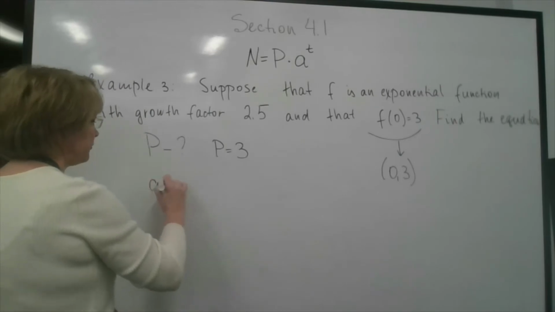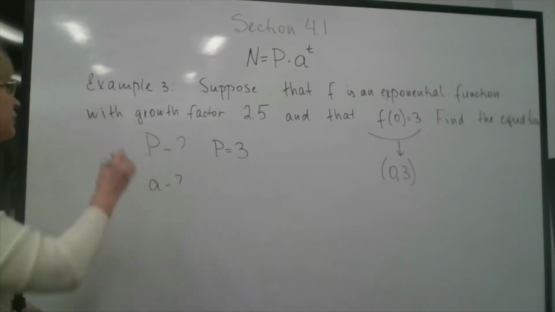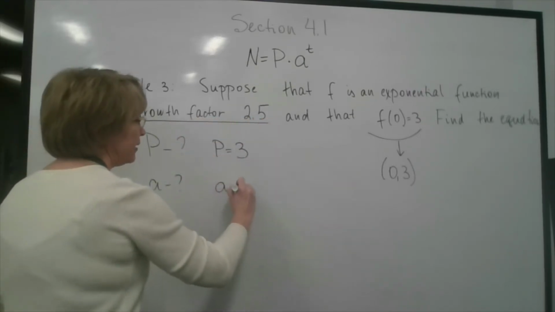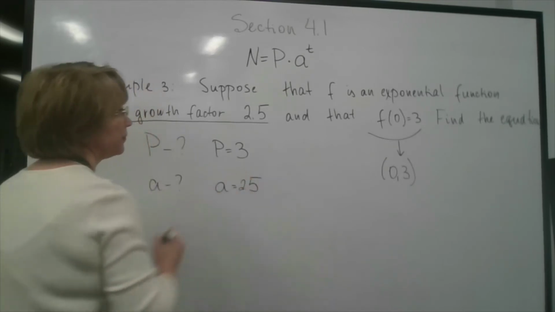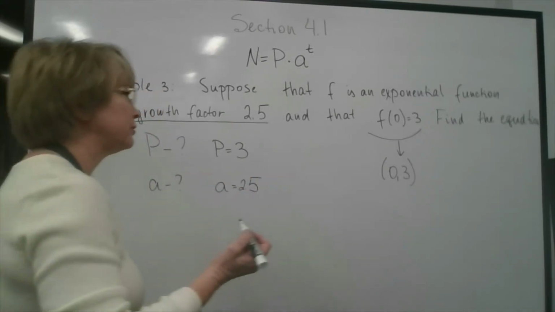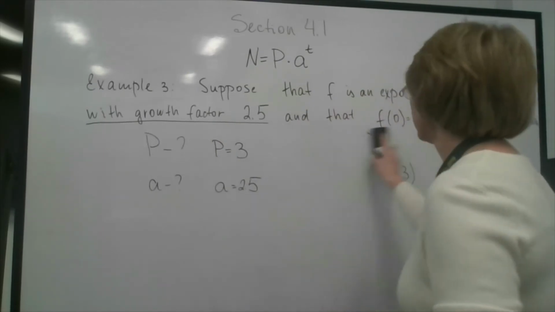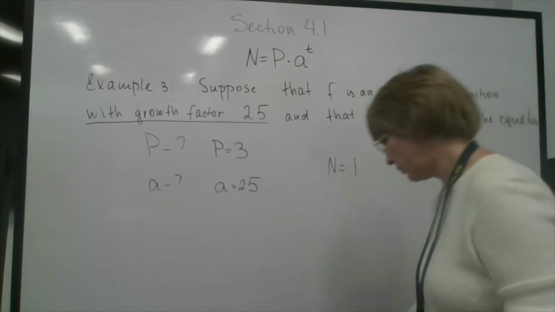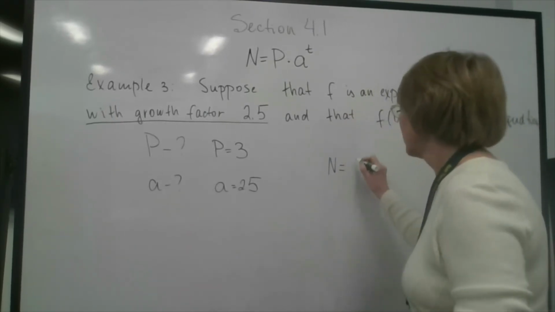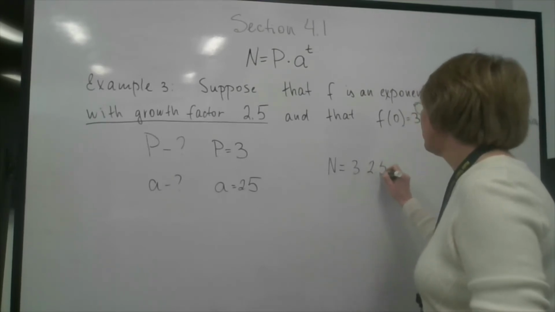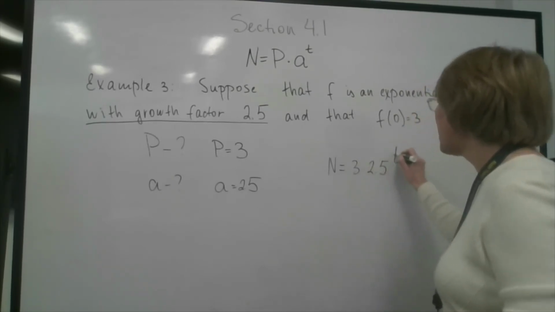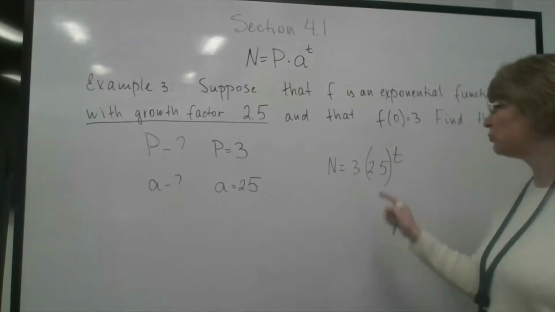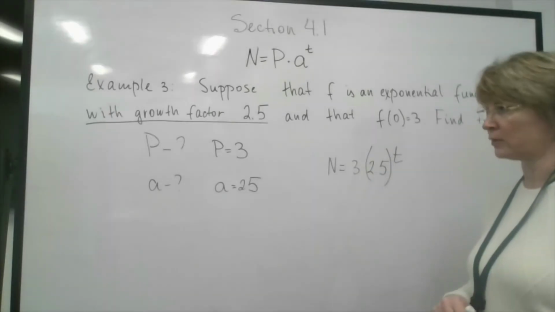Next question. Do you know the factor for this problem? Yes, it's written right here with the growth factor 2.5. So my A is 2.5. We're ready to write the equation down. N is equal to 3 times 2.5 to the t power. You can put this inside of parentheses just to make it more visual. The 2.5 is your factor.